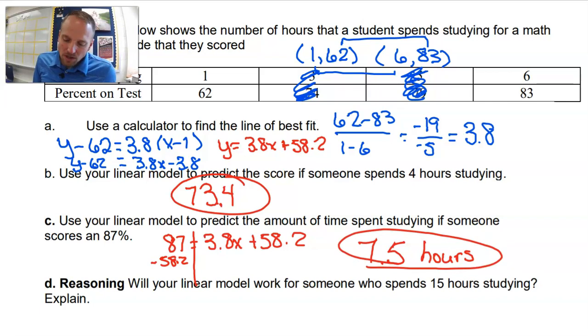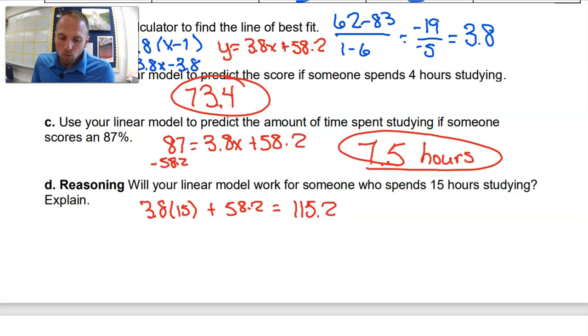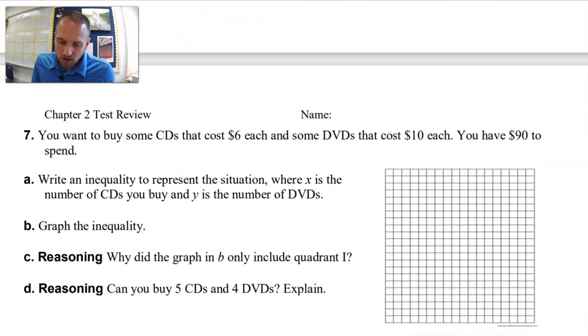Letter D, will your linear model work for someone who spends 15 hours studying? Well, I don't know. Let's see if it does. Let's put 15 in for x, so 3.8 times 15 plus 58.2. Let's see what that is. That's going to be 115.2. So is that logical? Can you score 115 on the test? No, you can't. All right, so that will not work because you can't score more than 100% on the test.